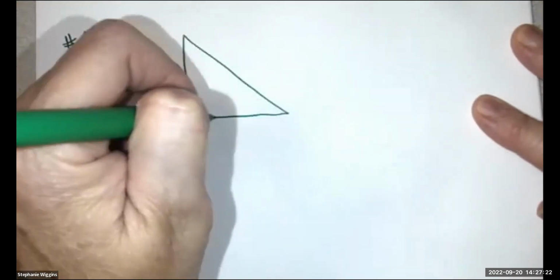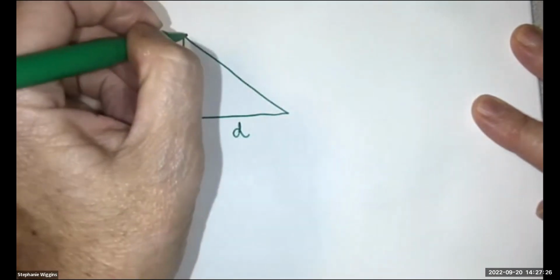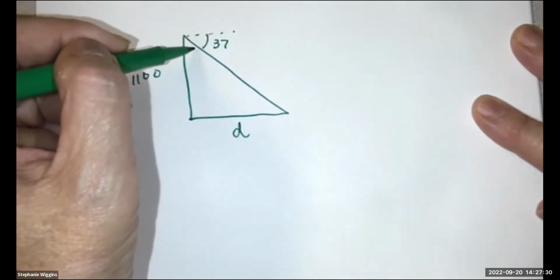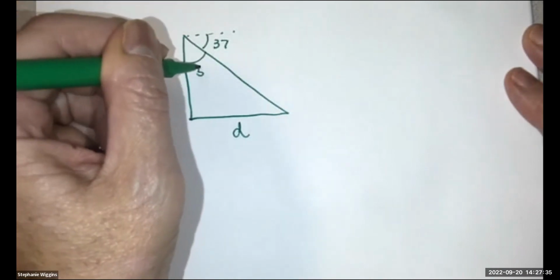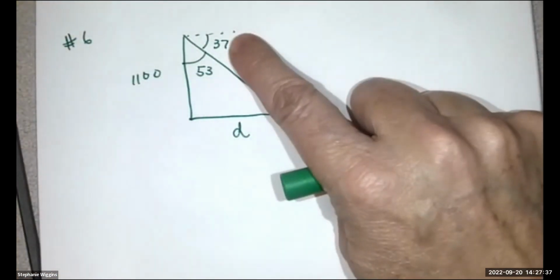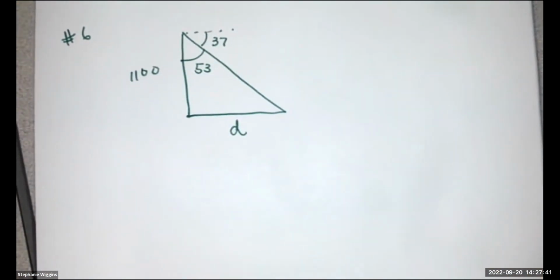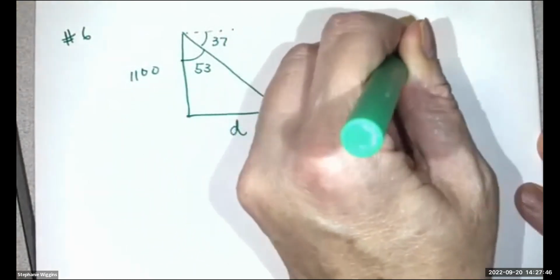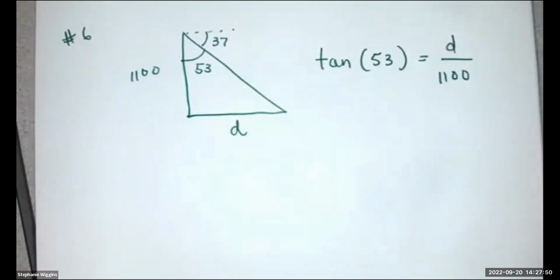So here's our triangle. This is what we're looking for. Here's 1100. This is 37, and this is a right angle here. So it's going to be 53, right? Because 37 plus 53 is 90. So when you set it up, it's going to be tangent of 53 is equal to D over 1100. And then you solve for D in that problem.